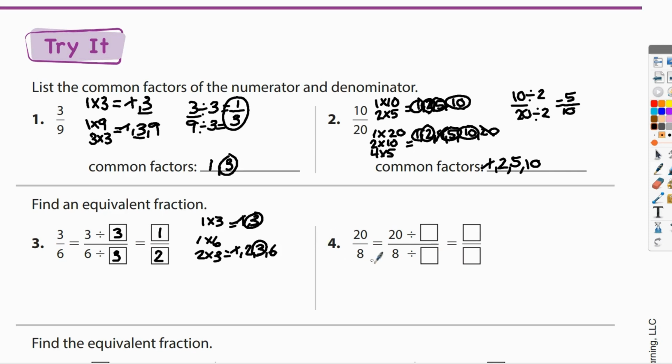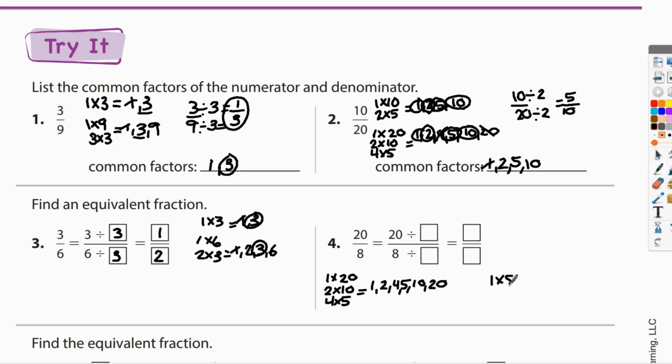Let's move on to number 4. Here we go. Same situation. If I have 20, what gives me 20? 1 times 20, 2 times 10, 4 times 5. Let's put those numbers in order. I get 1, 2, 4, 5, 10, and 20.